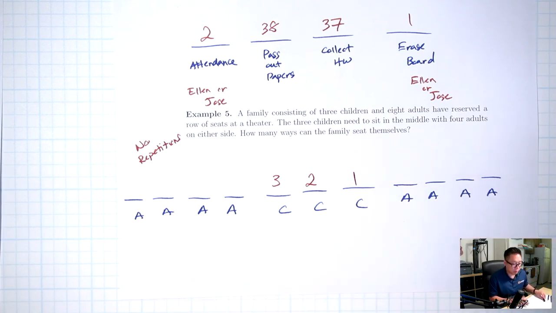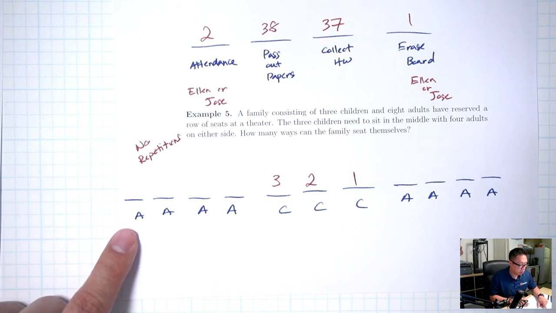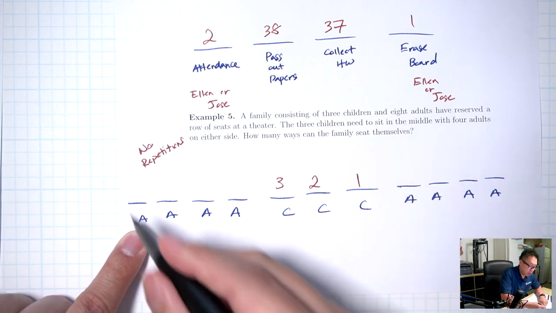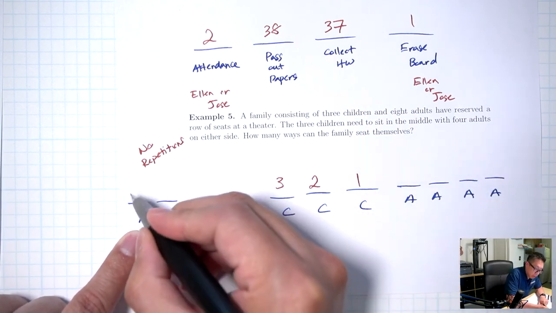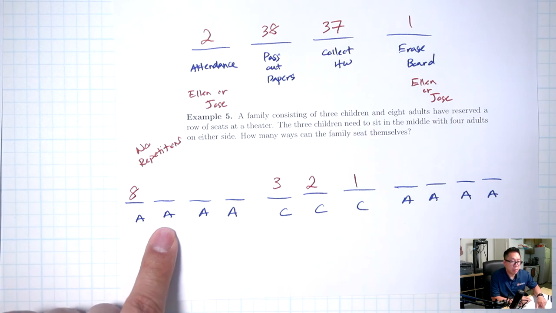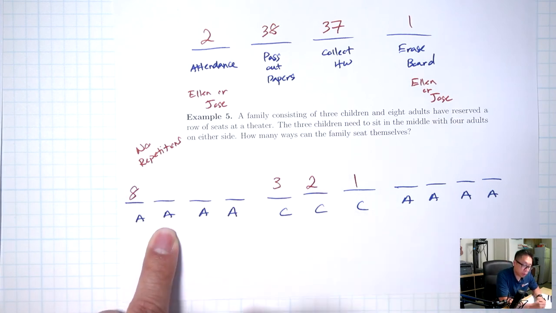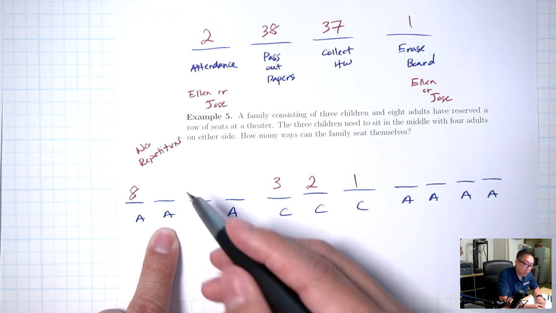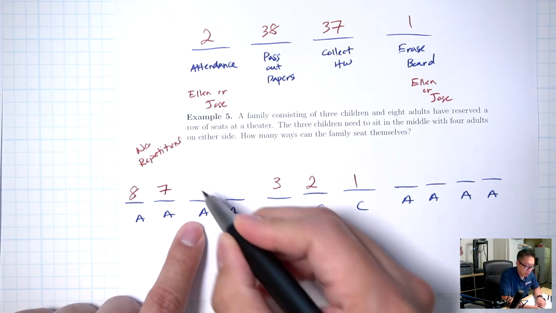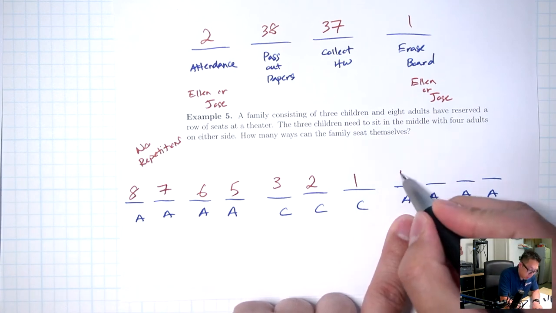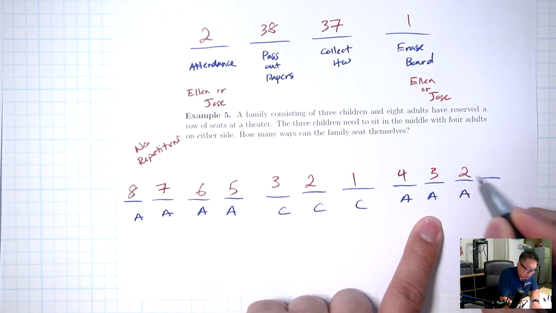Now let's go through and fill in the adults. The first adult, how many adults do I have total? I have 8. Right, so the first adult, I should have the full 8. The next adult, because I'm not allowed repetitions, and I already chose one adult already, I should be down to 7 here. And then down to 6, down to 5, down to 4, down to 3, down to 2, and then down to 1.